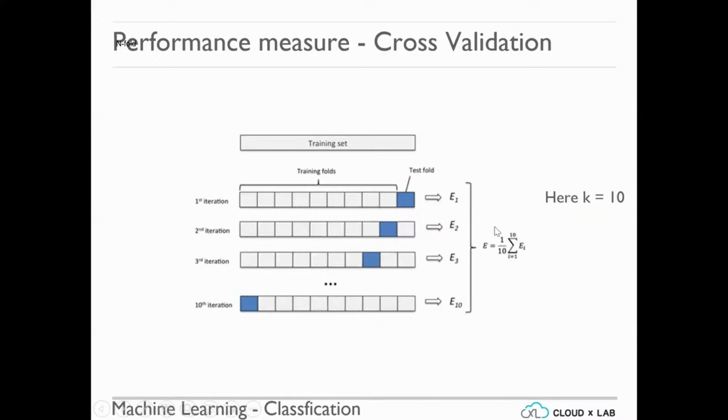And finally, we will return the average error, right? Since we are dividing the training data 10 times, we will train our model from scratch 10 times. For model 1, we will get some error. Model 2, we will get some error. Model 3, we will get some error. Likewise, we will have 10 errors. And finally, we will calculate the average error, and now we will decide using this average error, right?